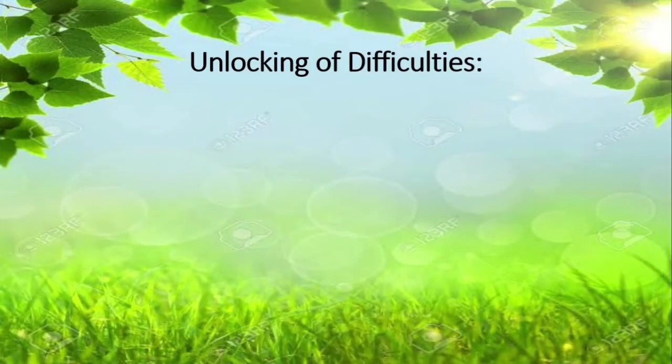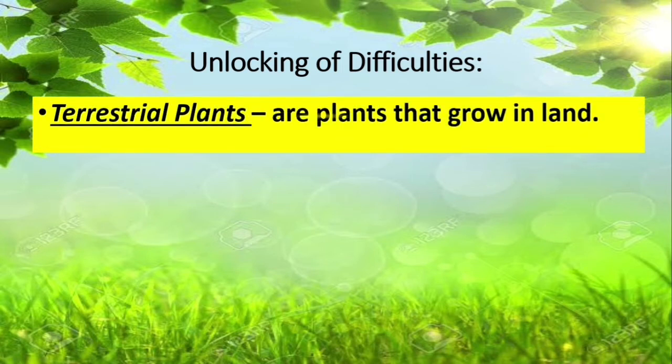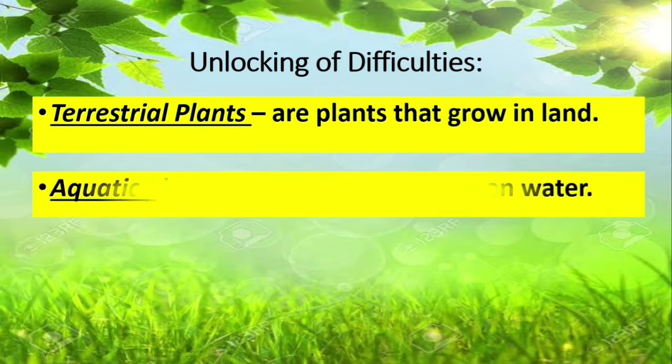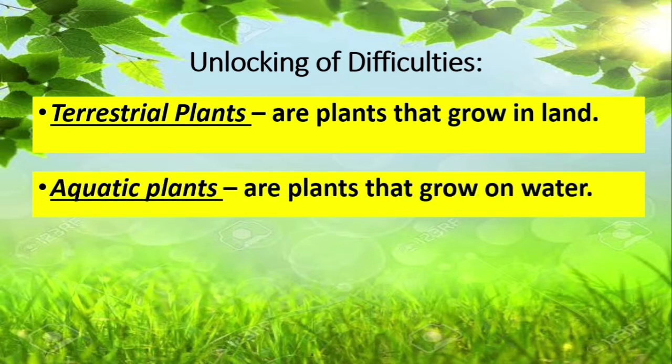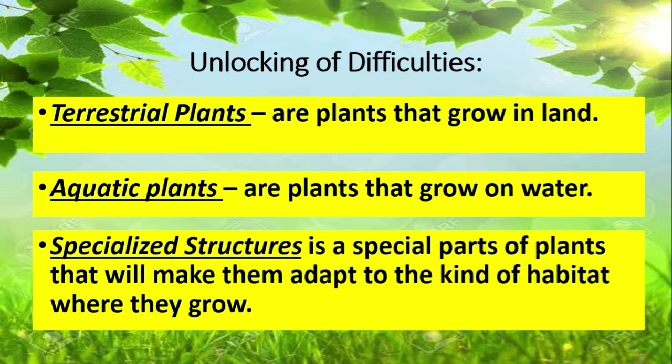Before that, let us define first some words that we will encounter as we go along with our discussion. First is terrestrial plants. These are the plants that grow on land. Next, aquatic plants. These are the plants that grow on water. And specialized structures. These are special parts of plants that make them adapt to the kind of habitat where they grow.